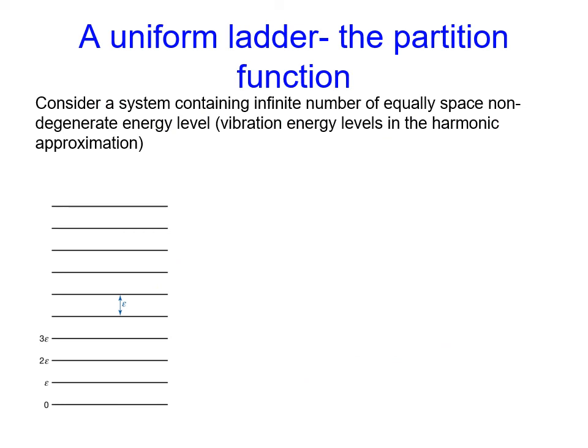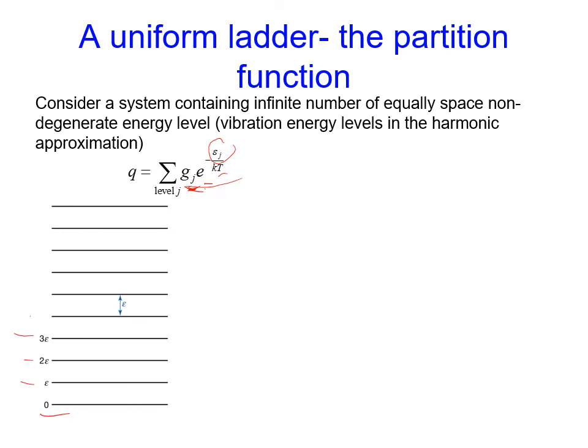Consider a system containing an infinite number of equally spaced non-degenerate energy levels. For example, we learned vibration has energy levels equally spaced. So the lowest one is energy 0, and then epsilon, 2 epsilon, 3 epsilon, and so on. For this system, let's calculate the partition function. The partition function is the summation of g_i, the degeneracy of a certain energy level, times e to the negative energy of that energy level divided by kT, summed over all energy levels.